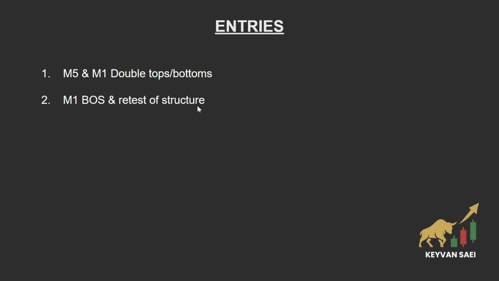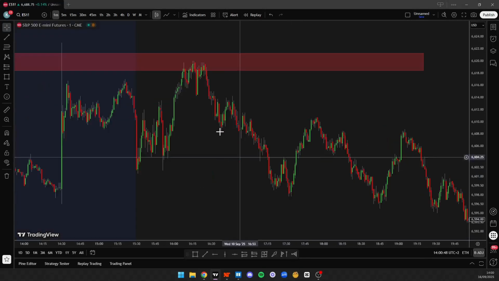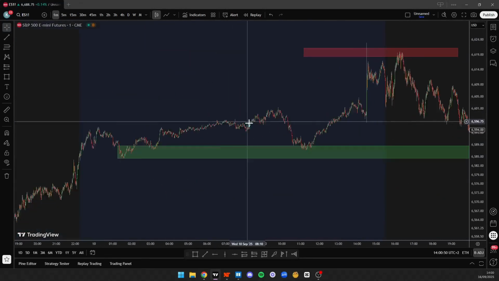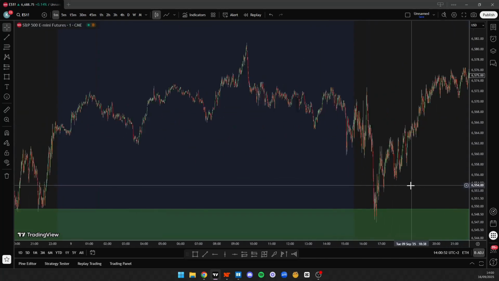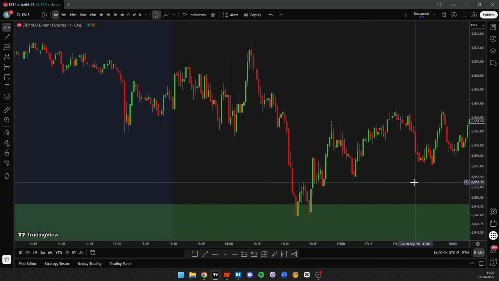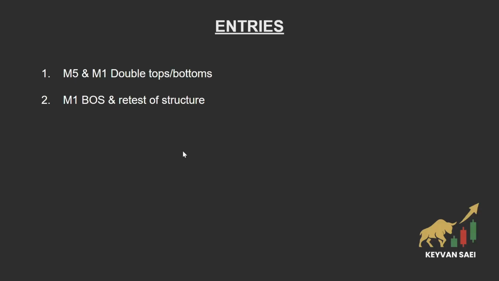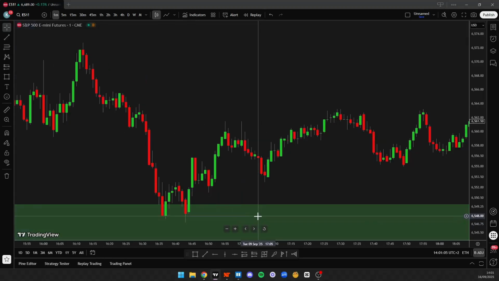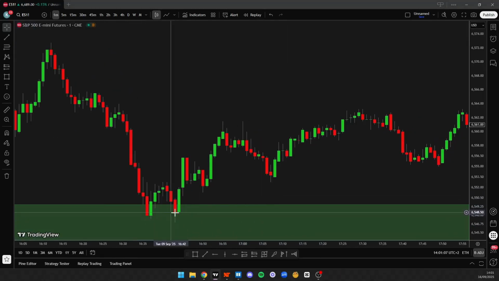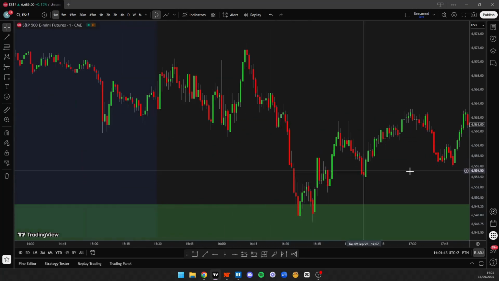Like I showed you in that one example on the M1, let me just find it real quick. This one right here is really a setup that I like to see, which is an M1 double bottom, right? We see the M1 double bottom, but you don't enter there. You just wait for a break of structure first and then a retest of that structure, which is just super, super clean. You have this M1 double bottom, break of structure, and then you retest this structure, and then you get a nice move.